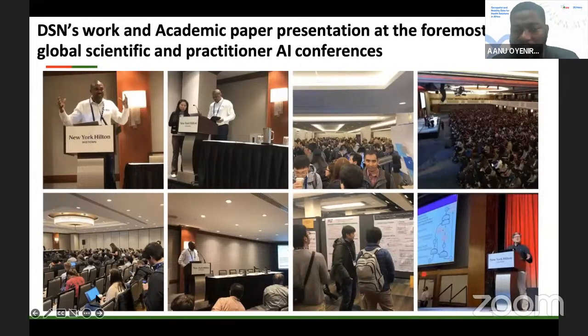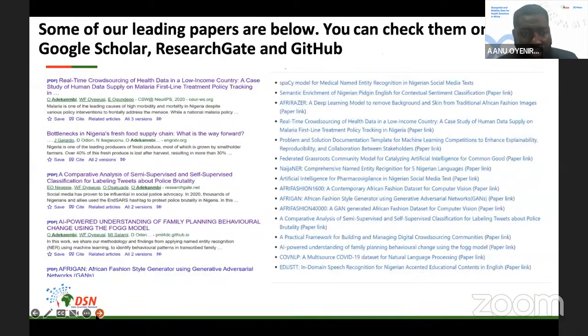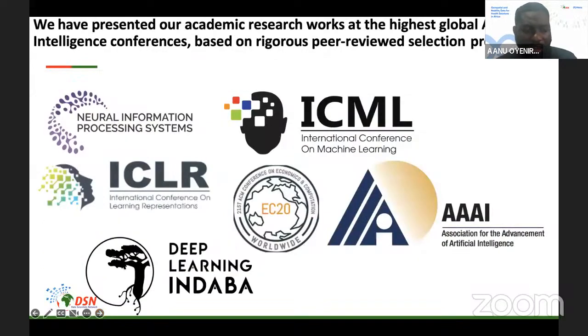Without taking much of our time, I'll just run through. This is our lead mentor presenting some of our top accepted papers at one of the foremost AI conferences, the Triple AI, in 2019. Next, please. To complement what I said earlier, some of our leading papers are what you can see on the screen. You can check them out. They are available on Google Scholar, on ResearchGate, and on GitHub. They are all out there.